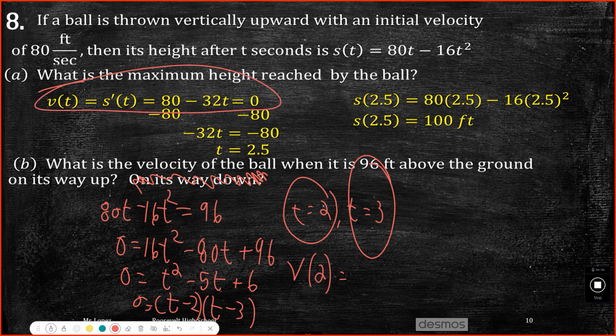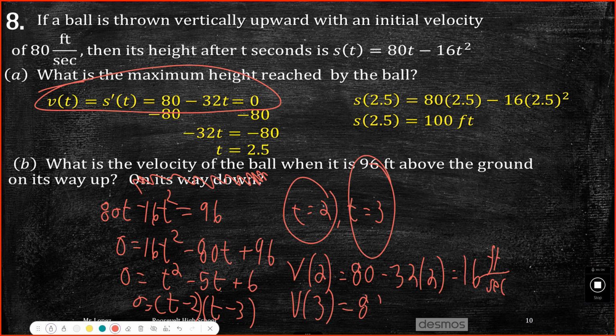V of 2 is going to be 80 minus 32 times 2. That's 16 meters per, no, it's not meters, it's feet per second. And that's on its way up. And V of 3 will be 80 minus 32 times 3, and that better be negative velocity. 96, negative 16.